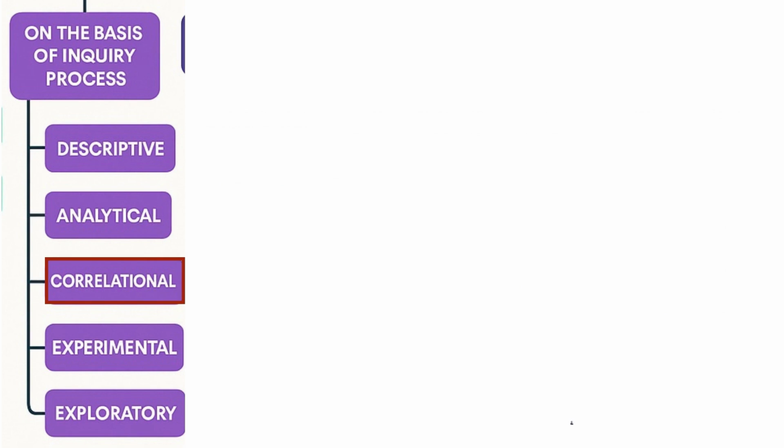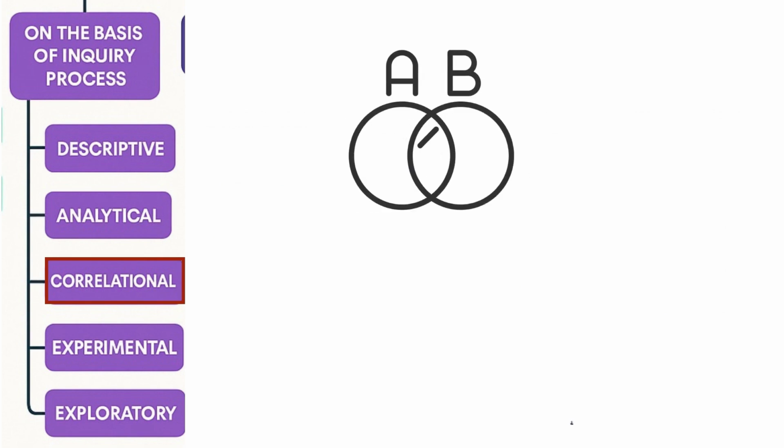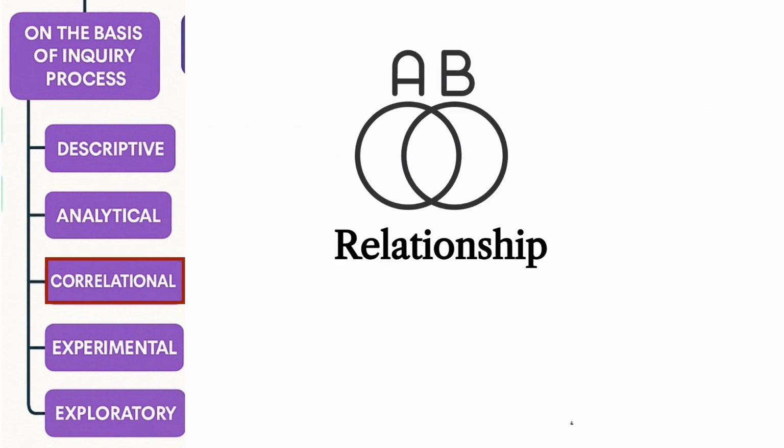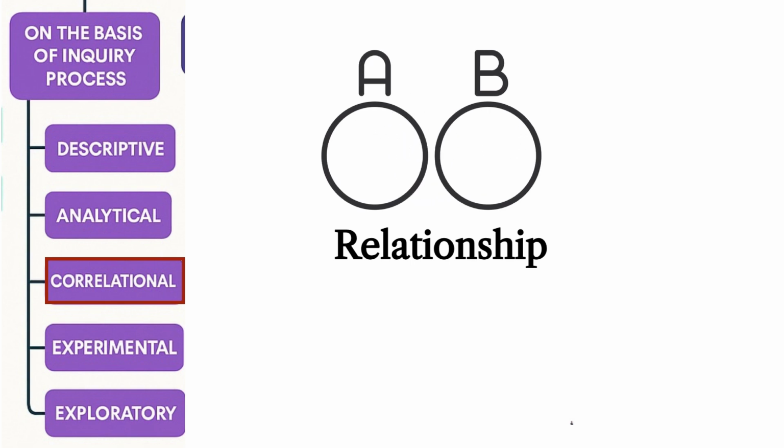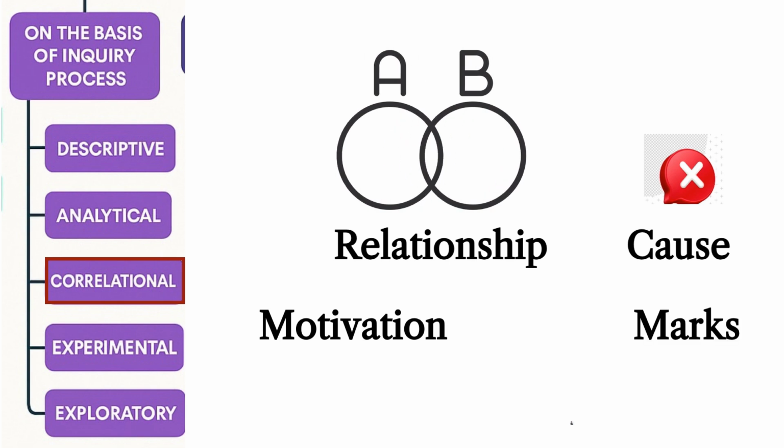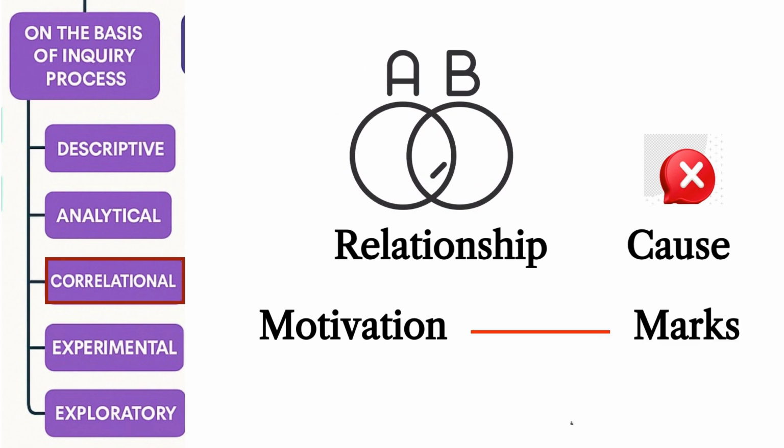Correlation research. Correlation research shows the relationship between two things, but it does not tell whether one thing is the cause of the other or not. For example, is there a connection between motivation and marks? If both increase or decrease together, then there is a correlation.